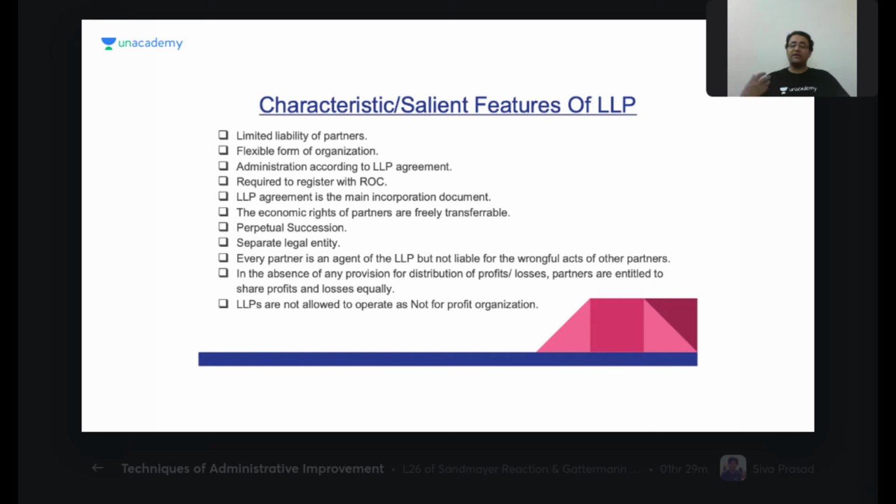Another point to say is, if there is any point that is not contained in the LLP agreement, that point will be governed by the LLP Act 2008, whatever the provisions of the LLP Act 2008 talk about. In case that point is still not covered by the LLP Act 2008, it will be governed by the Indian Contract Act 1872, on which I have done two sessions already, yesterday and the day before yesterday, so you might just go back and attend those sessions.